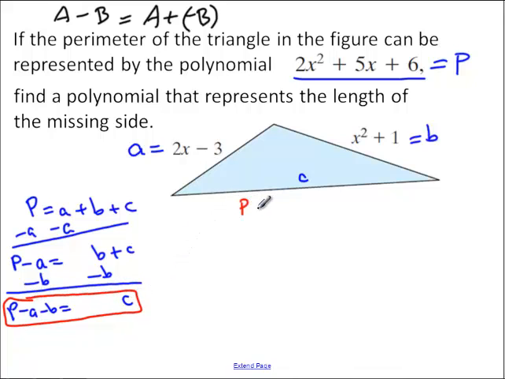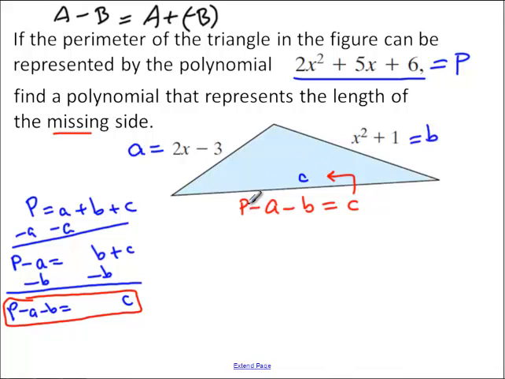So let's write that again. P minus A minus B equals C. And that's eventually what we're going to look for. We're going to look for the missing side, C.